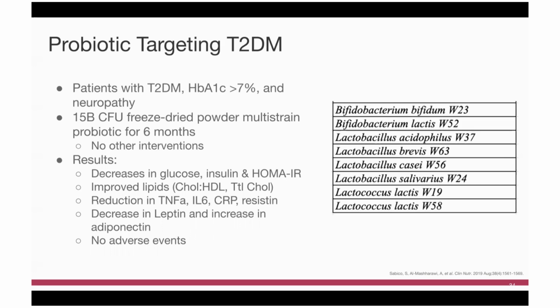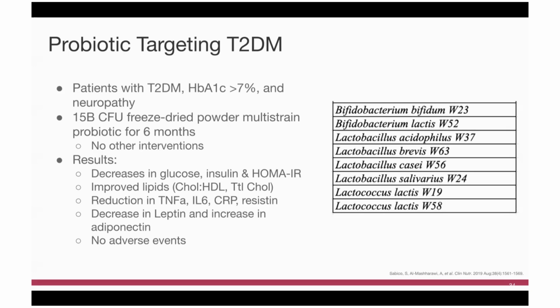There were drops in glucose, insulin, interleukin-6, CRP, and resistin. Resistin, I remember it as resistance to insulin. It has been strongly linked to obesity, type 2 diabetes, inflammation, lipid imbalance, and a host of other issues. We also saw increases in adiponectin.